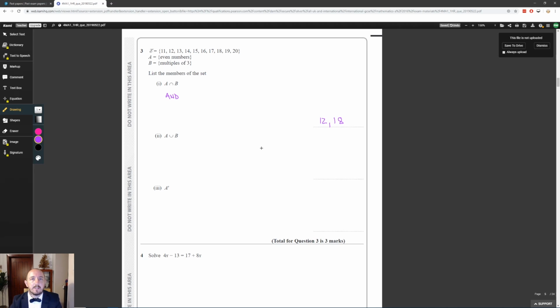For part 2, we have even or a multiple of 3. So we want all the even numbers or multiples of 3. So we're going to have 12, 14. We would include 15 in this case because we're allowed to have them evens or multiples of 3, 16, 18, and 20. And then this notation here, not A, so not even, or we could just say the odd numbers. So the odd numbers within this set. So 11, 13, 15, 17, and 19, like so.